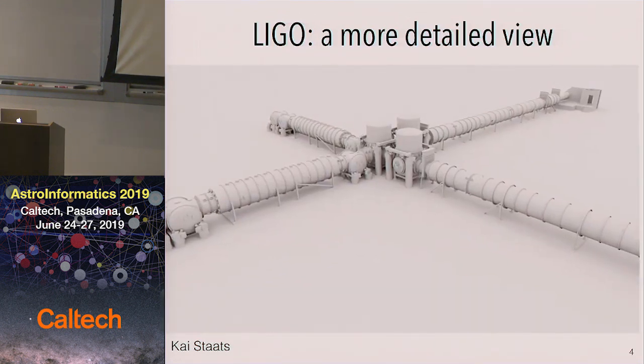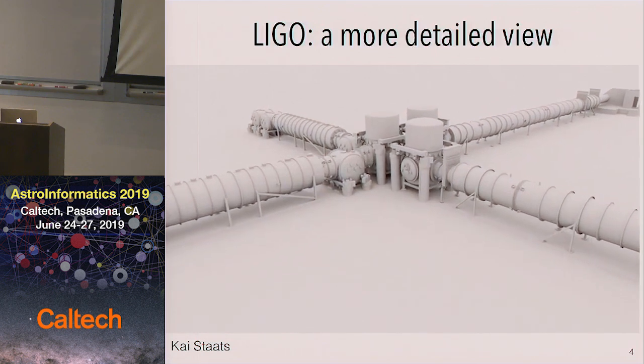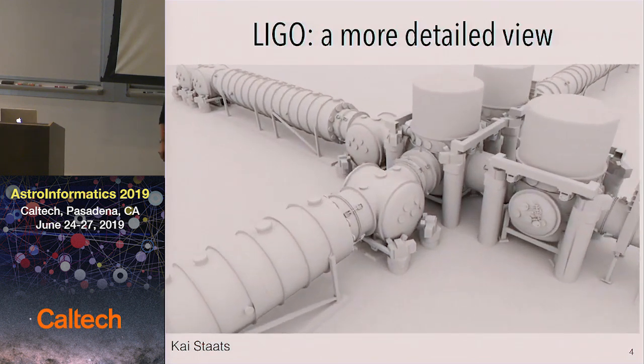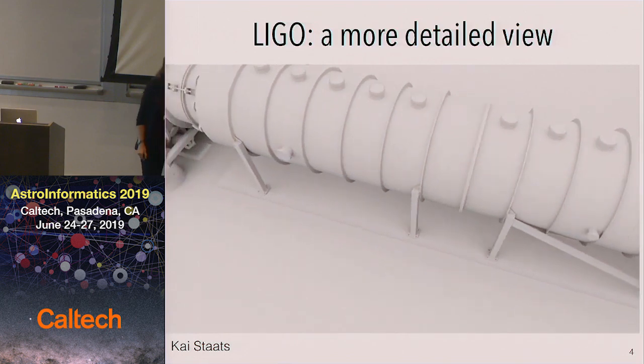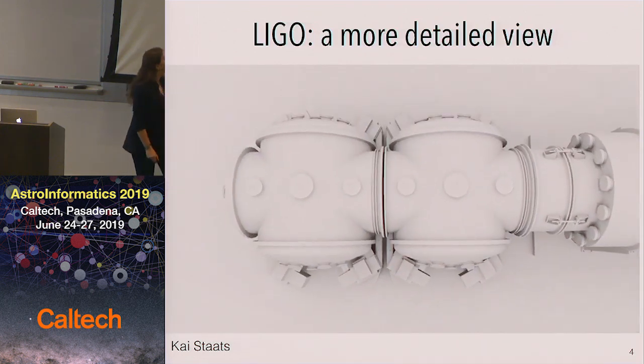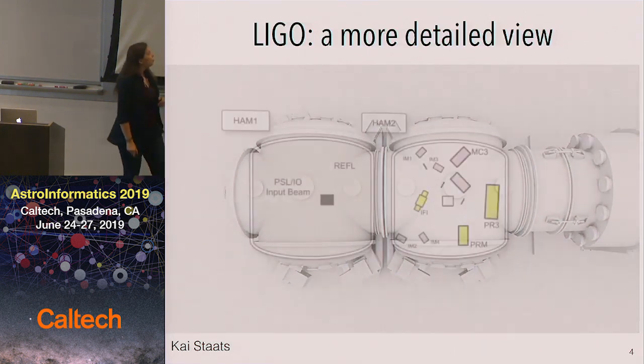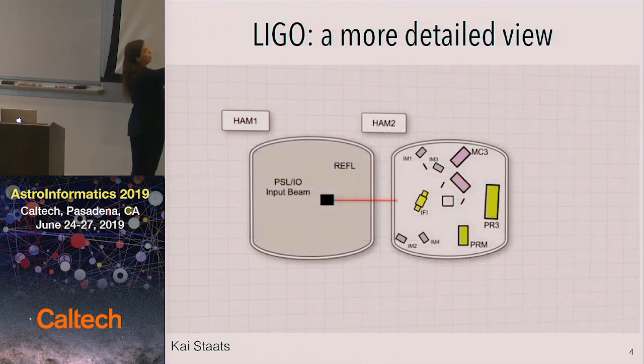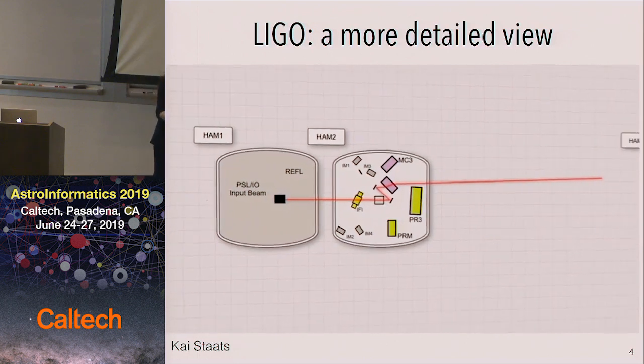So we zoom into the main building. These are all enclosed vacuum chambers. This is one of the largest enclosed vacuum systems in the world, second only to CERN. And we start here with our input laser light. We call it the pre-stabilized laser, or the PSL. And we inject it into our vacuum chambers.